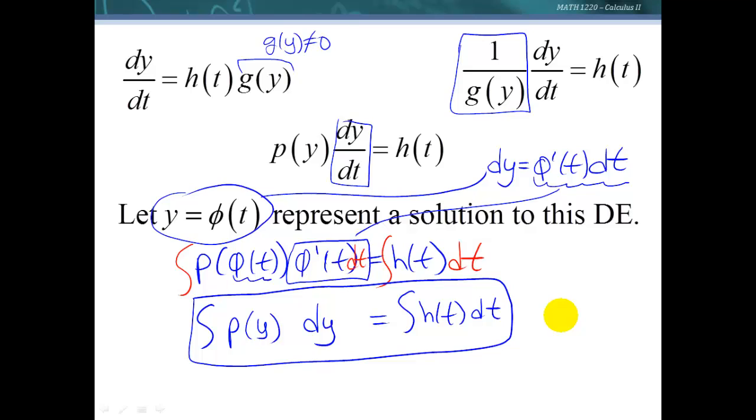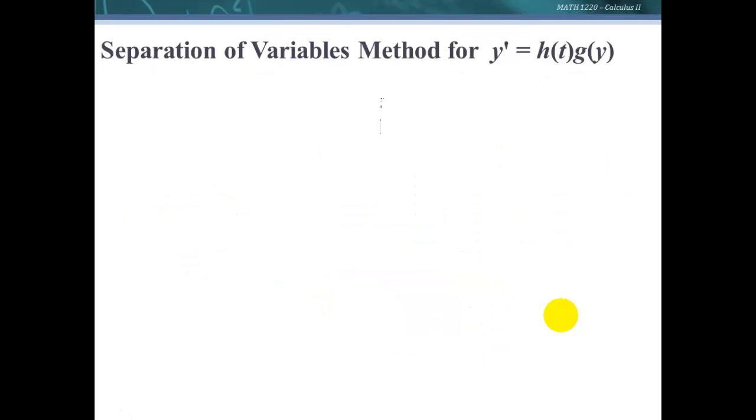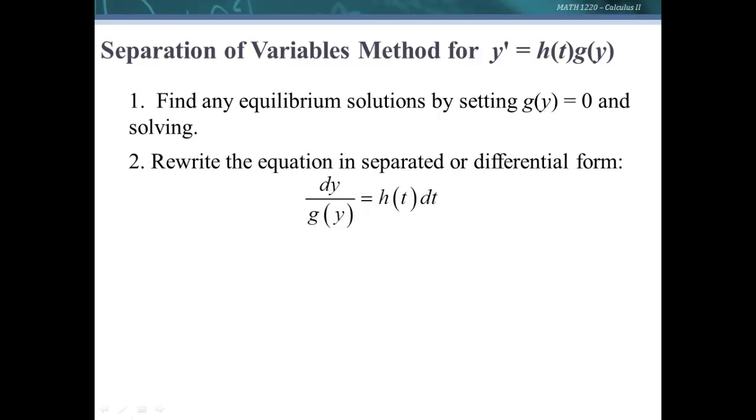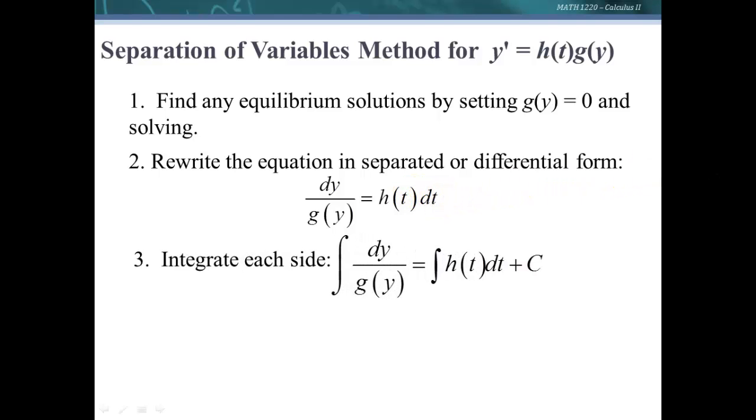So let's summarize this method. We first want to find any equilibrium solutions by setting the g of y part equal to 0 and solving. These would be anything where it's not changing. Then we rewrite the equation in separated or differential form. So in order to do that, we're going to divide by that function of y, and we are going to split this in differentials, and we're going to have dy and dt, and we are going to integrate each side.